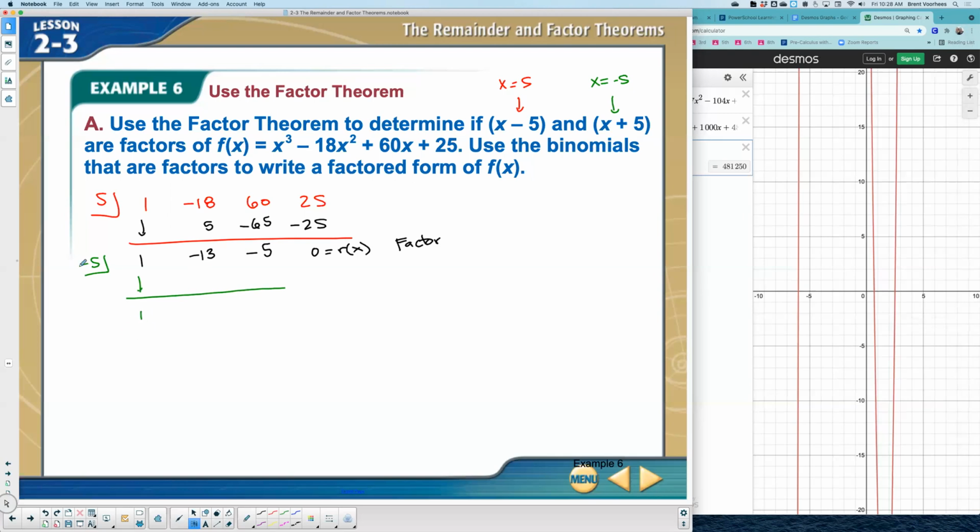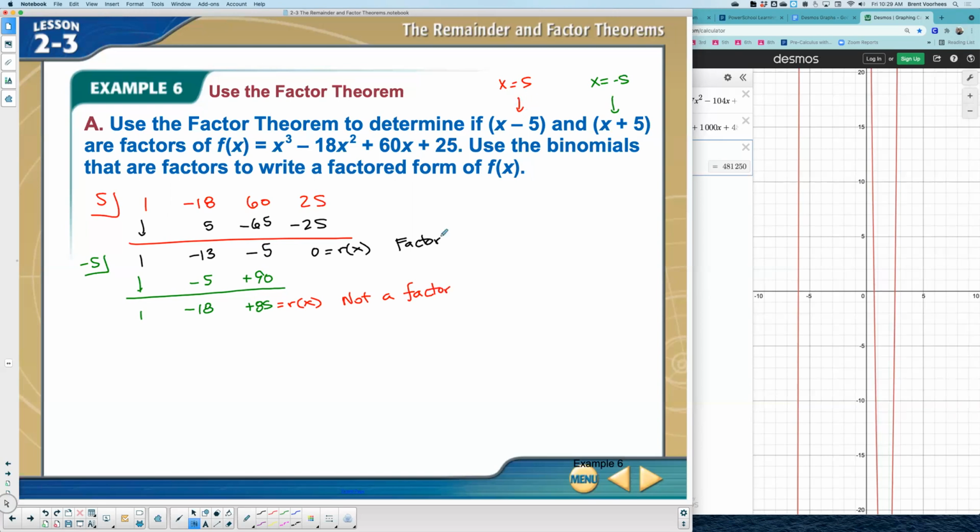So what is 1 times negative 5? Negative 5. I add, I get negative 18. Negative 18 times negative 5 is positive 90. This right here, when I add them, I get a plus 85. This is now my remainder. Is this a factor? Not a factor. What does that mean?